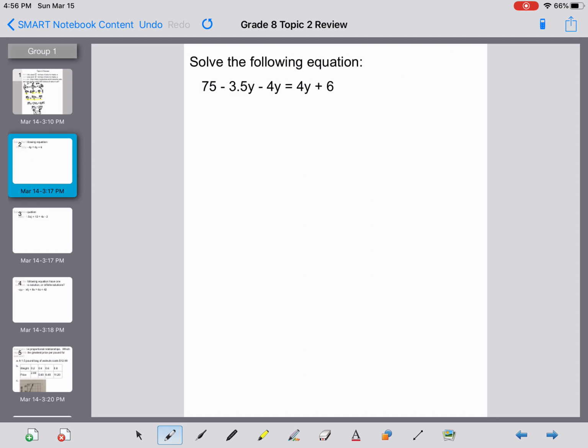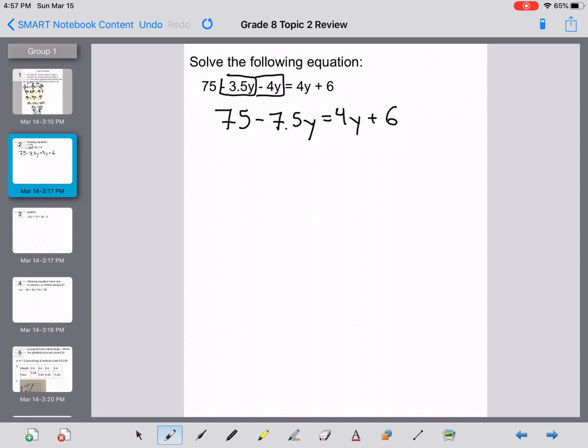The second problem. Solve the following equation. 75 minus 3.5y minus 4y equals 4y plus 6. Take a second to copy down the question. First thing I'm going to do is simplify my left-hand side. I notice my like terms are my negative 3.5y and negative 4y. When I combine those, I get negative 7.5y equals 4y plus 6.